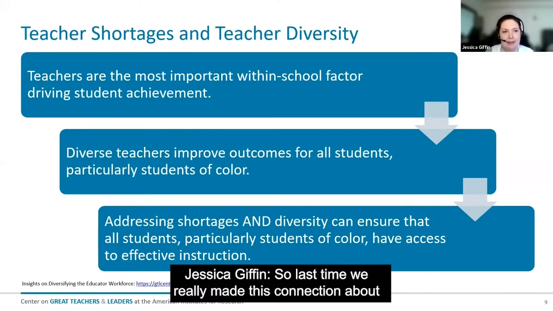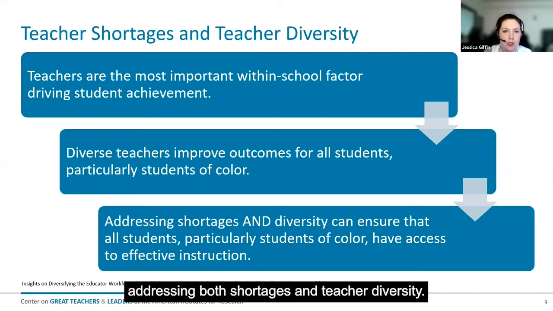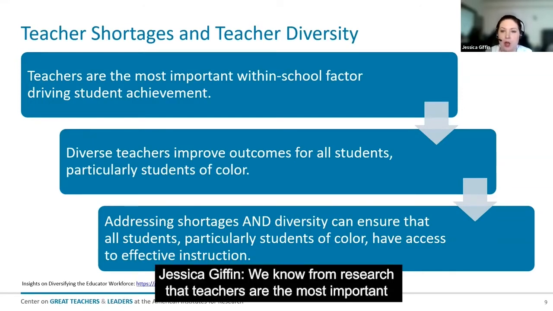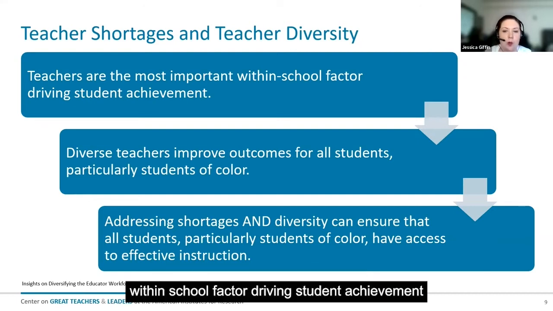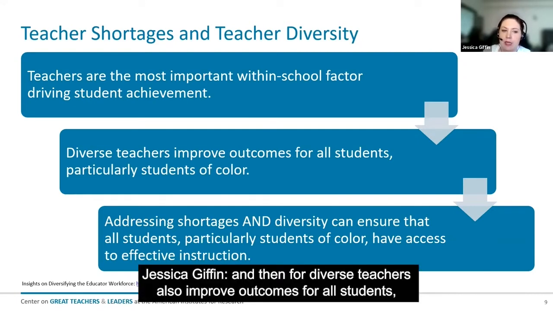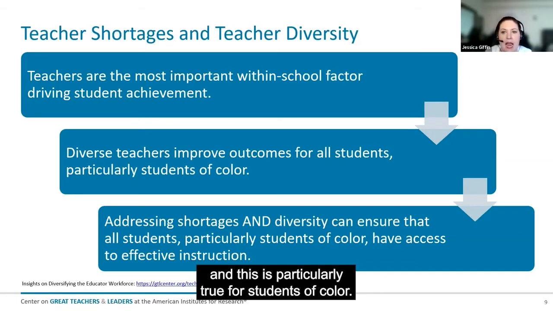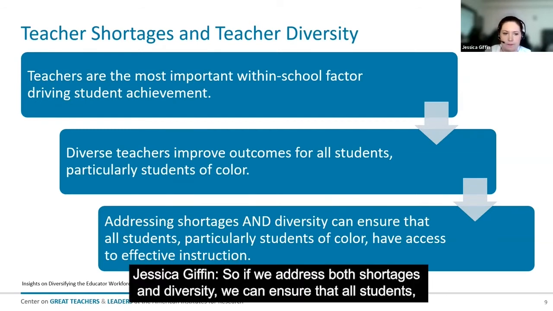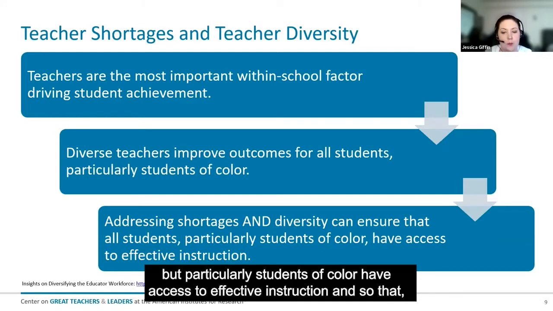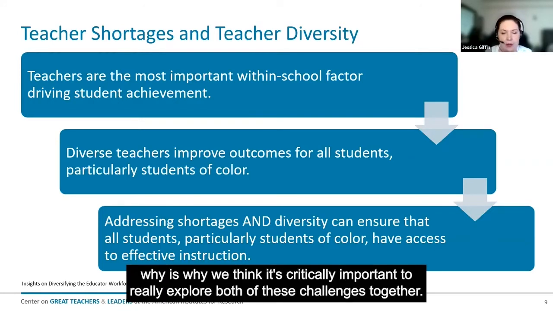So last time we really made this connection about addressing both shortages and teacher diversity. We know from research that teachers are the most important within-school factor driving student achievement. And diverse teachers also improve outcomes for all students, outcomes such as graduation rates, student academic achievement, college enrollment. And this is particularly true for students of color. So if we address both shortages and diversity, we can ensure that all students, but particularly students of color, have access to effective instruction. And so that is why we think it's critically important to really explore both of these challenges together.